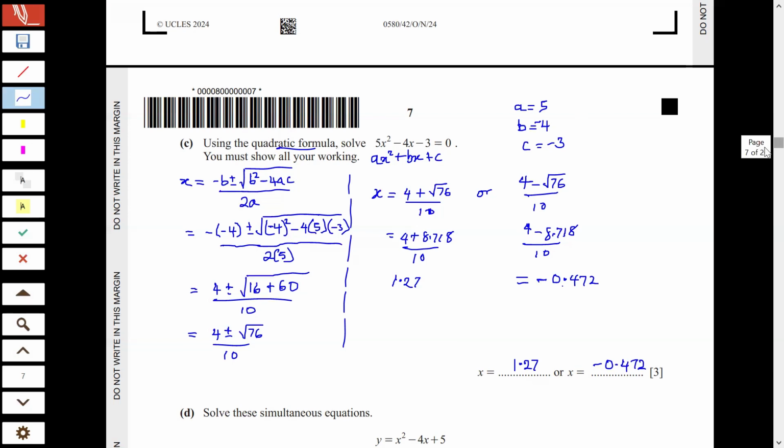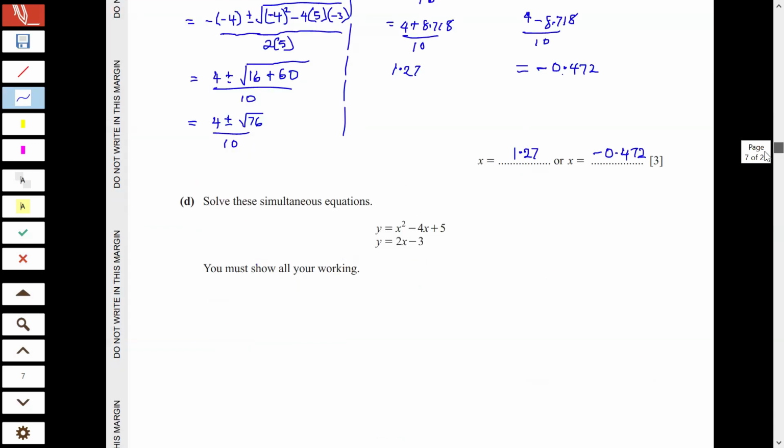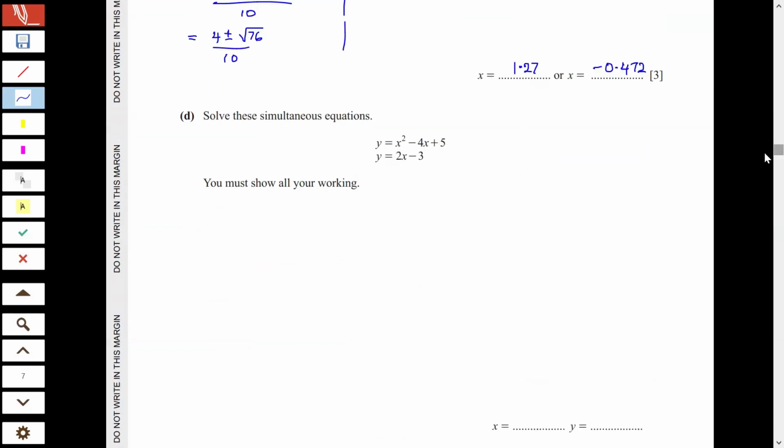So to the next question, question D, solve this simultaneous equation. y equal to x squared minus 4x plus 5, and y equal to 2x minus 3. You must show all working. Now, here a simultaneous equation is involved. So first, we have to label the equations. I'm going to label the first one as equation 1, and the second as equation 2.